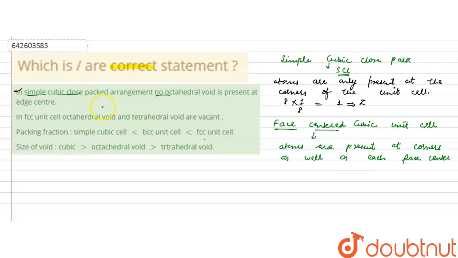are formed when 6 atoms are arranged in the form of octahedral, so they will form the octahedral voids, and tetrahedral void is formed by the 4 atoms which are arranged in a tetrahedron form like this. When one atom is here present, so this is formed a tetrahedral void.